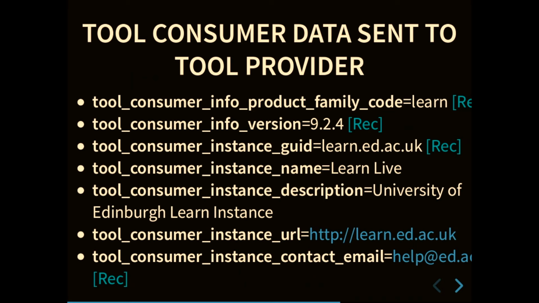You pass across the version of Learn as well. I think that is an invalid version of Learn, but 9.2.4, for example. You pass across a unique ID, which they recommend is the URL of the learning management system where it is. The instance name, Learn Live. A description of the instance, so it might be University of Edinburgh Learn instance, and a consumer instance URL, which is almost certainly going to be the same as the GUID up here, which is learn.ed.ag.uk. And then you can finally pass a contact email as well. This would be used in the external tool. For example, if somebody wanted to report a bug in the external tool, we could pass across a help email address, which would be replaced in the external tool.